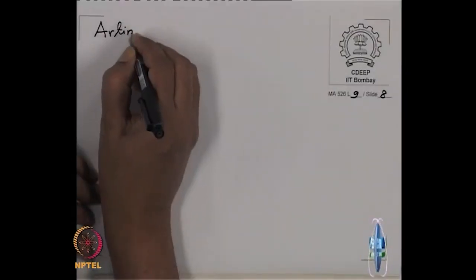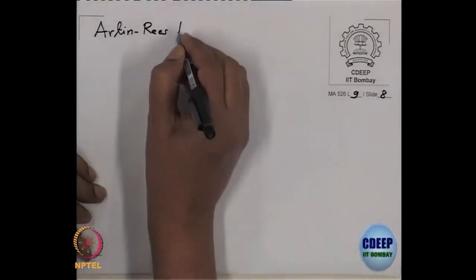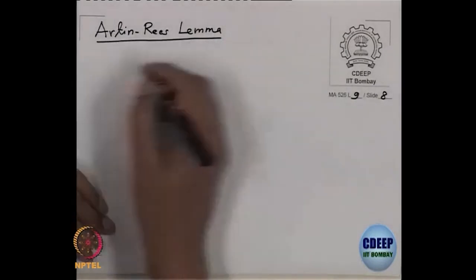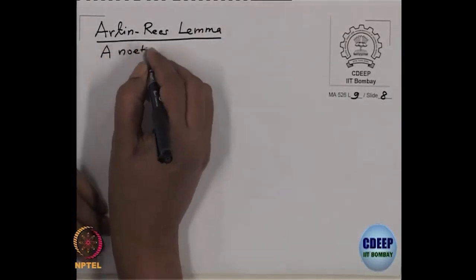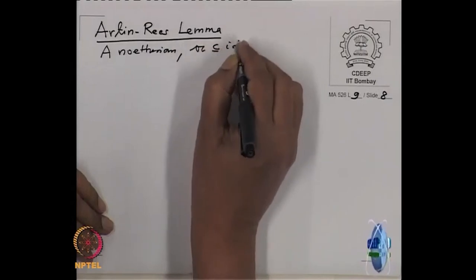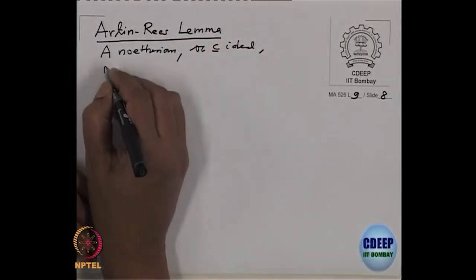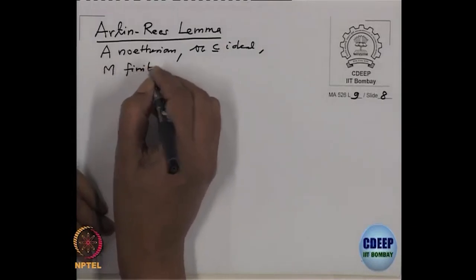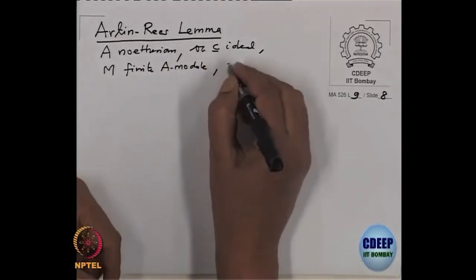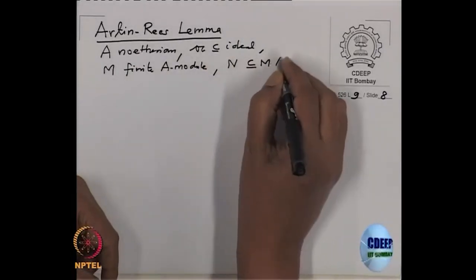Okay, so now let us come to Artin-Rees Lemma. It says: A is Noetherian, A is an ideal in A, M is a finite A-module, and N is a submodule of M.